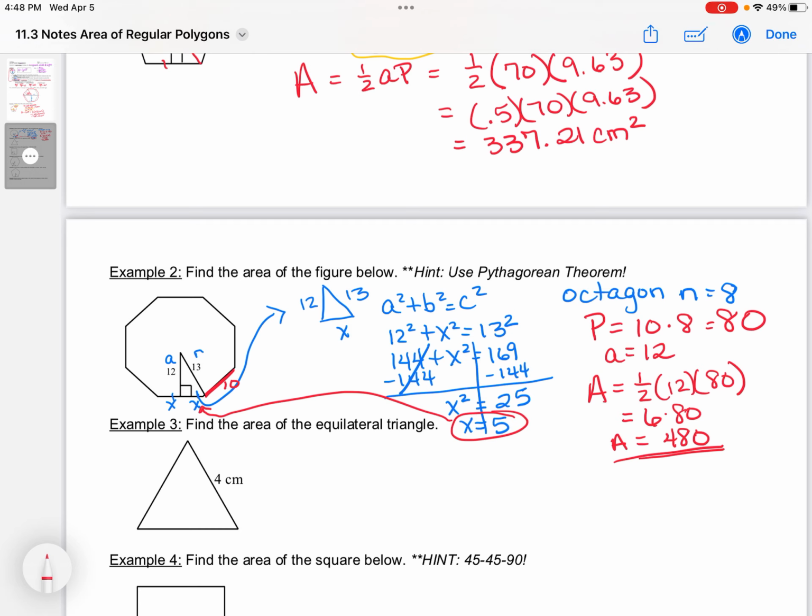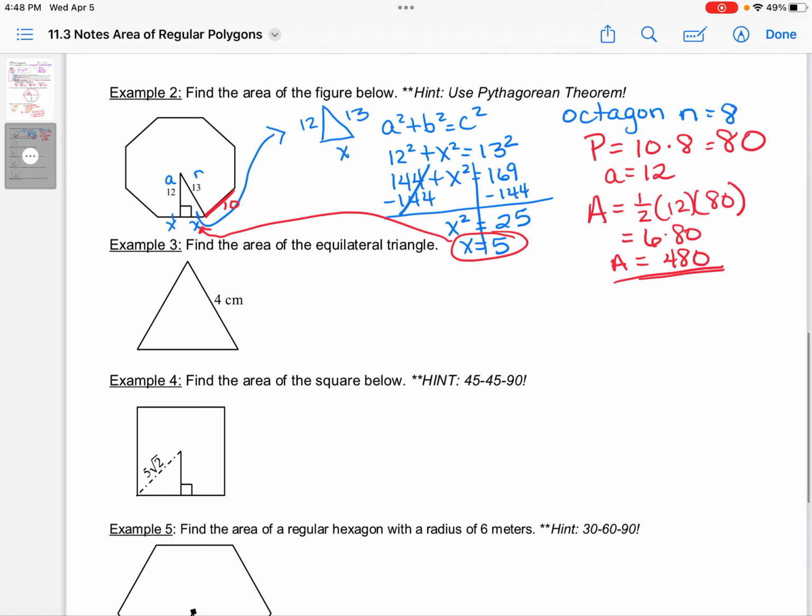Okay, so yes, you're going to have to do multiple steps for most of these problems because they're going to give you part of the information, but not all of the information, which is how we roll in math class.